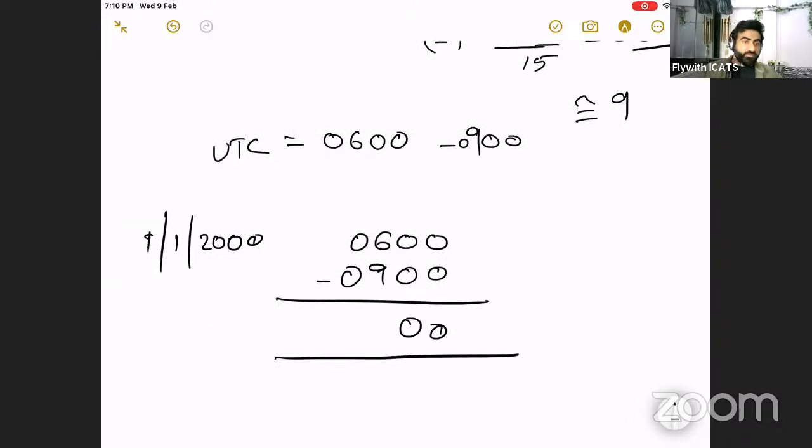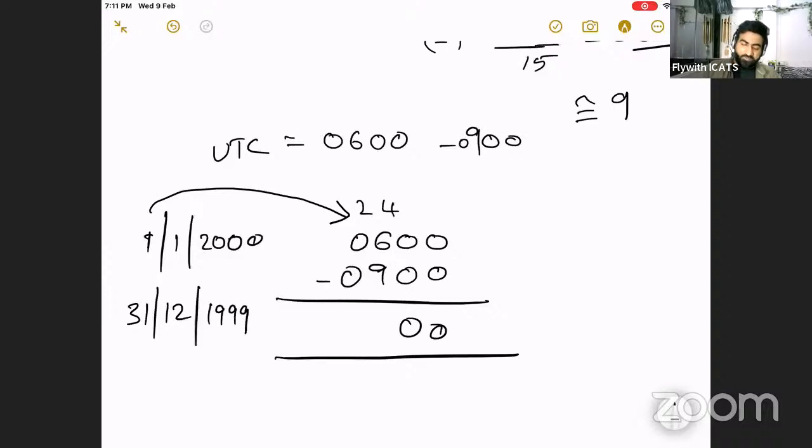This much is fine. But can I deduct 9 from 6? No, I cannot. So what do I do? I borrow one day, that is 24 hours, and add to these hours. So if I'm borrowing one day, it goes back one day. If 1st of January I'm borrowing the whole 1st of January, then what do I get? I get 31st December 1999. One day, that is 24 hours, borrowed for calculation.